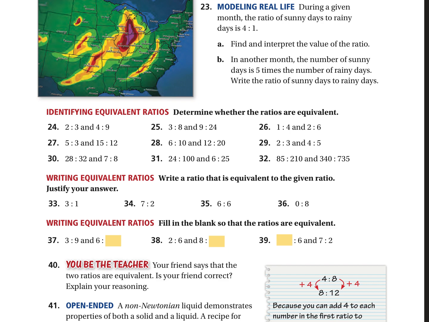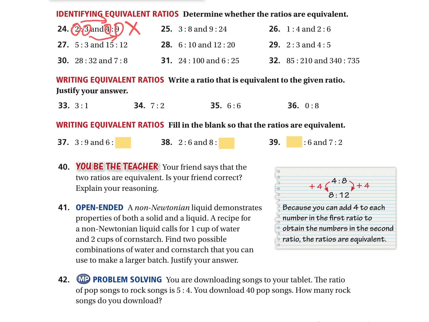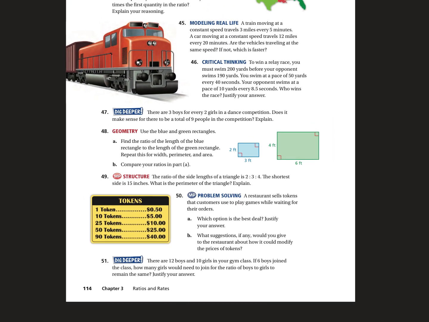For 24 through 32 here, they're asking for ratios that are equivalent. So what you want to do is you want to see if these are equivalent to each other. So when you do that, figure out how you went from this number to this number. So it would be times 2. And see if you would also multiply the 3 to get to the 9 by multiplying by 2. And if you can't, then you would say they're not equivalent. Let's see. Those should all make sense, I think. So lots of word problems here.